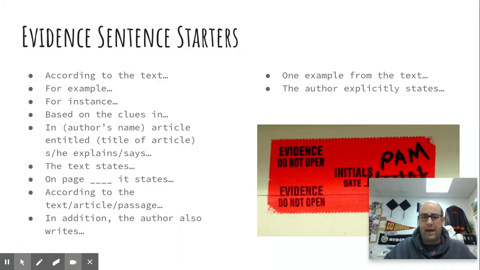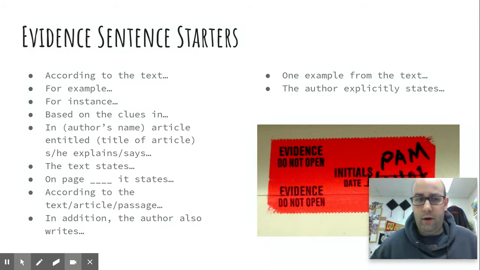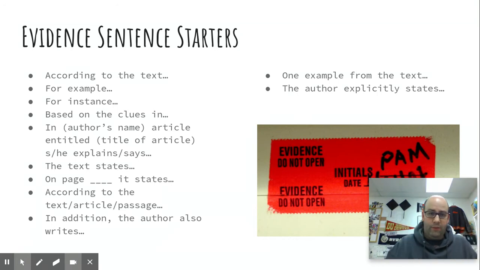And then on this slide, I have a collection of evidence sentence starters. These are things that you could use to lead into a quote or a paraphrase. So you could say, for example, or in author's last name's article entitled, he or she explains, or the text states, things like that. These are all great sentence starters, and I would totally use them.